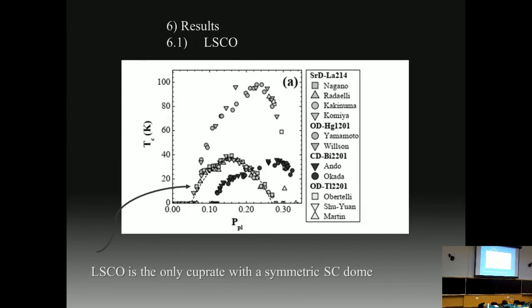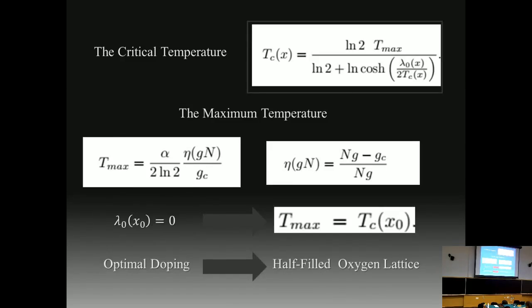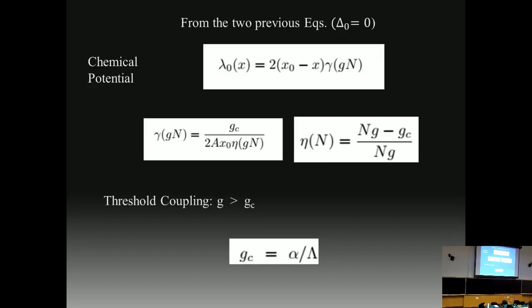So let's apply our results. We start with LSCO, which is given by this gray experimental data. So what we do, we enter with Tmax and x0, the experimental values, and then we solve this equation and plot it, and we adjust just one parameter, which is gamma.